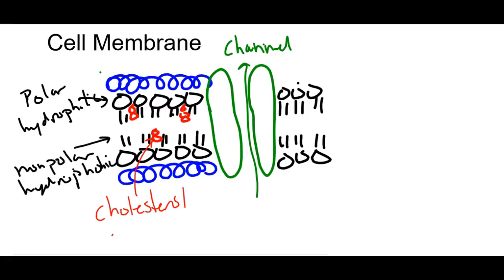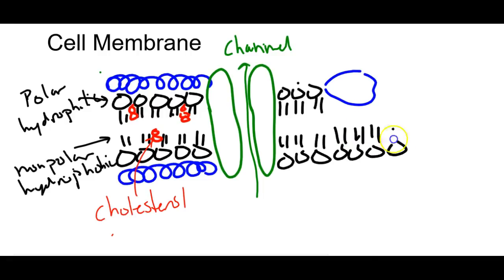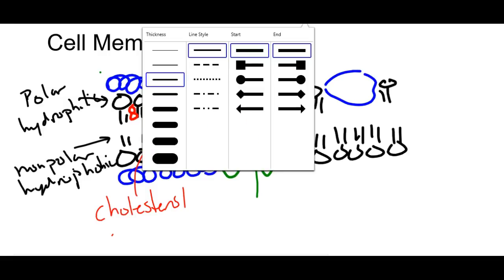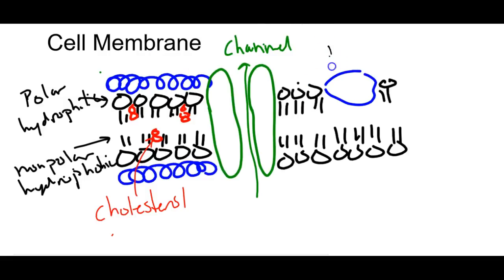We also can have peripheral proteins. This peripheral protein is essentially not embedded in the entire membrane. It is sitting there on one side. It can either be on the outside or it can be on the inside. This is, like I said, a peripheral protein. This is a channel protein, also called an integral protein.